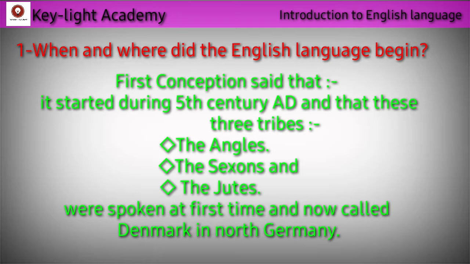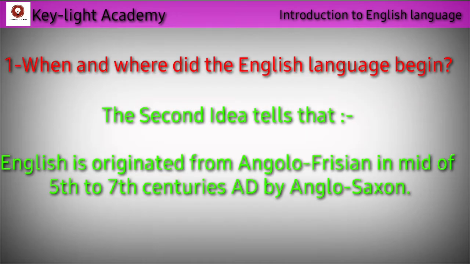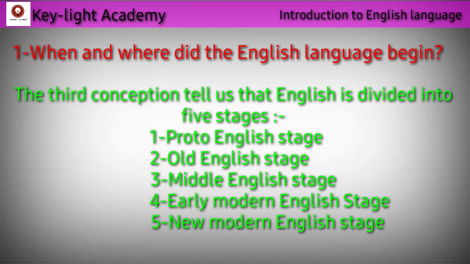Germany. The second idea tells us that English is a West Germanic language that originated from Anglo-Frisian dialects brought to Britain in the mid-5th to 7th centuries AD by Anglo-Saxon migrants from what is now northwest Germany, southern Denmark and the Netherlands. The third conception.